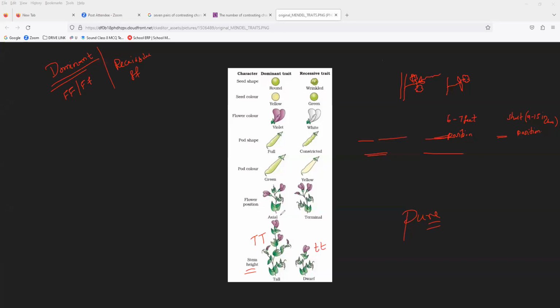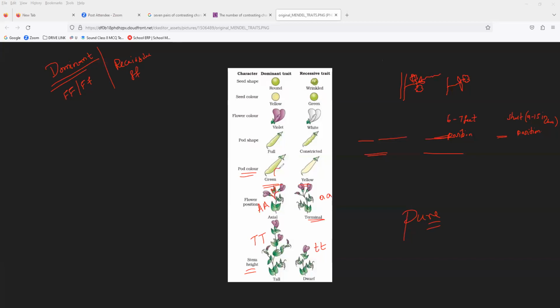Axial flowers. What is the genotype? Capital A, capital A. Flowers are present along the branch and the branch continues to grow. Then terminal, at the end, there is no further growing of the branch. What is it called? Small a, small a. Next, pod color, green and yellow.